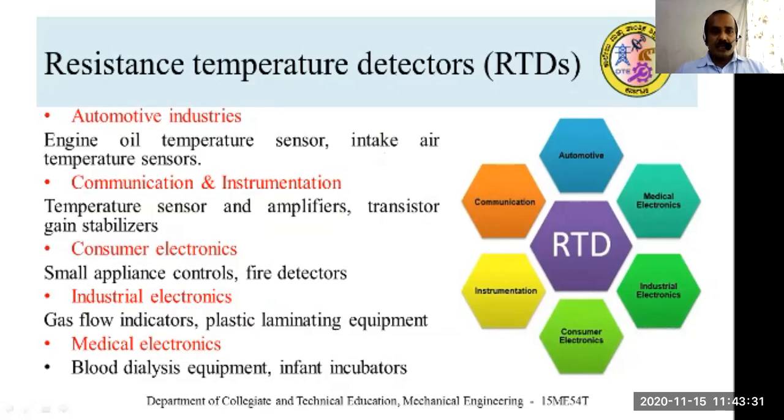The various applications of resistance temperature detectors include the automotive industries, where they are used as engine oil temperature sensors and intake air temperature sensors. They are used in communication and instrumentation as temperature sensors and amplifiers, transistor gain stabilizers. They are used in consumer electronics, that is, in small appliance control and in fire detectors. They are used in industrial electronics as gas flow indicators, and in plastic laminating equipment.